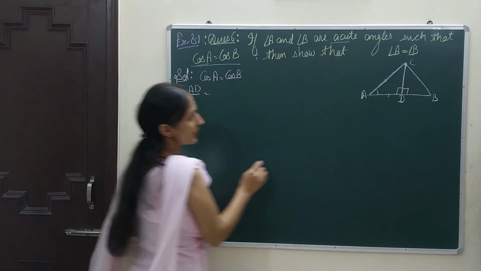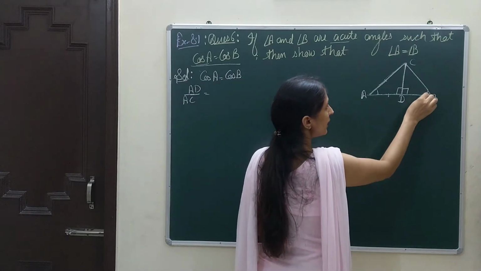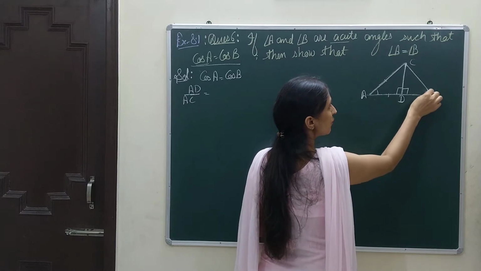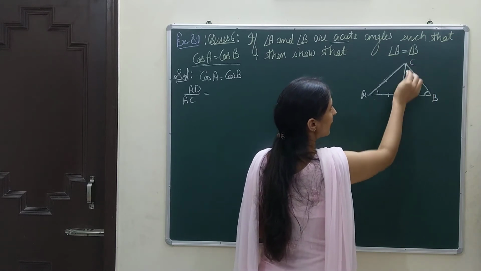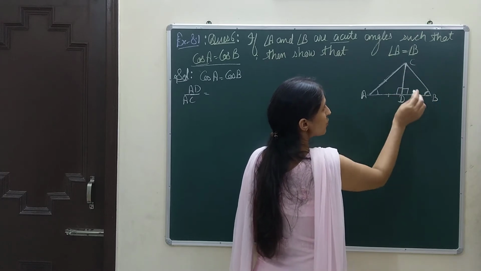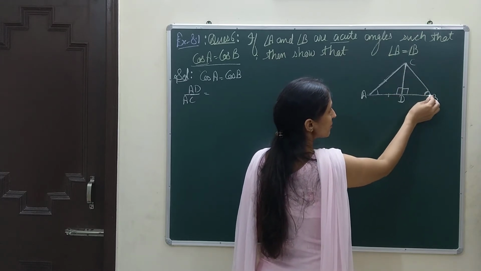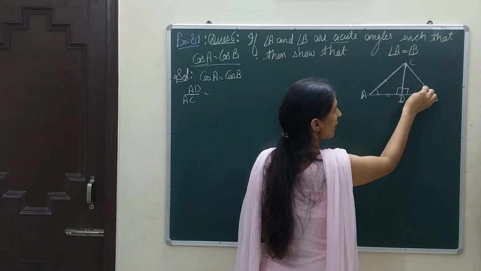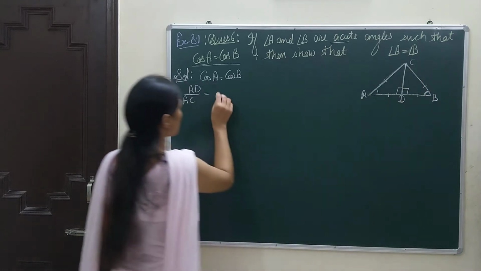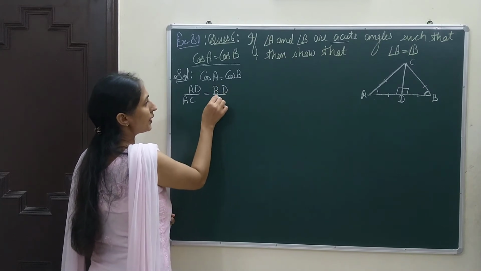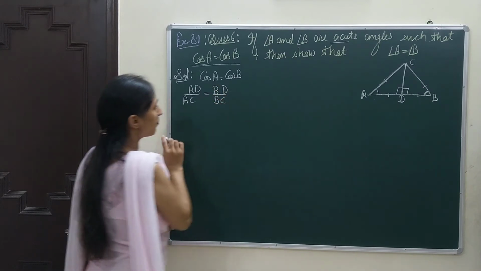And the value of cos B. Now we are talking about angle B, that means B is the angle of consideration. So the triangle in which B is included is triangle BCD. So what will be the value of cos B in this triangle? That will be again base by hypotenuse, that means BD by BC. So I will write BD by BC, base by hypotenuse.